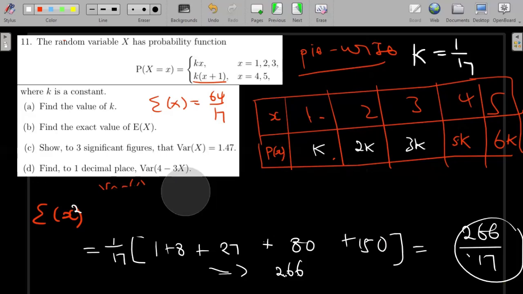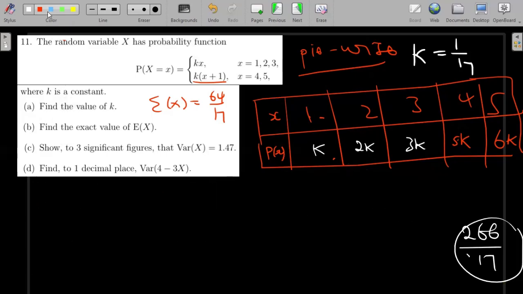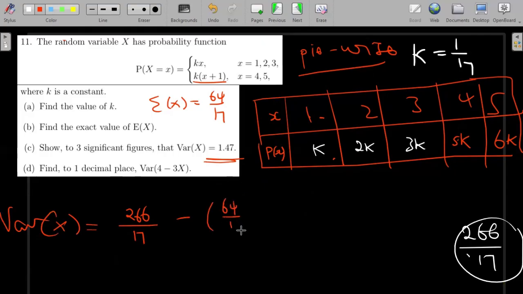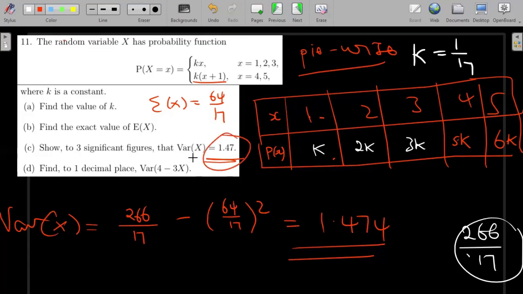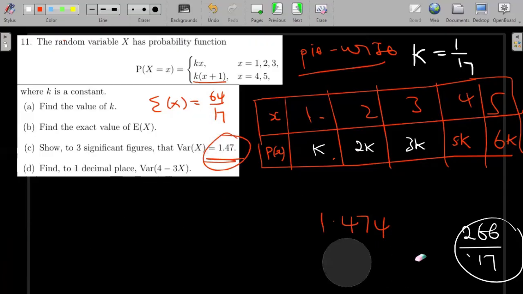From there, we can show that the variance is indeed this value. Variance of x equals the expected value of x squared, which is 266 over 17, minus 64 over 17 squared. When you compute this, you get 1.474. So we've shown that correct to 3 significant figures, the variance is 1.47. You punch this into your calculator, and once you do that, you can use it to find the last question.